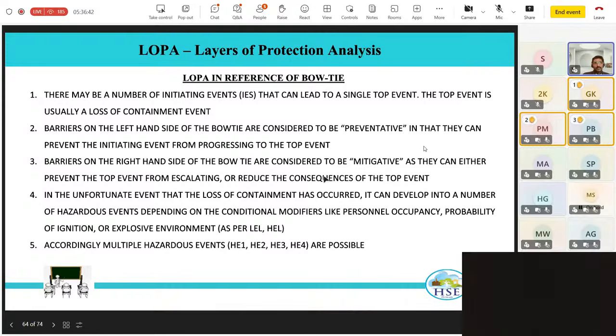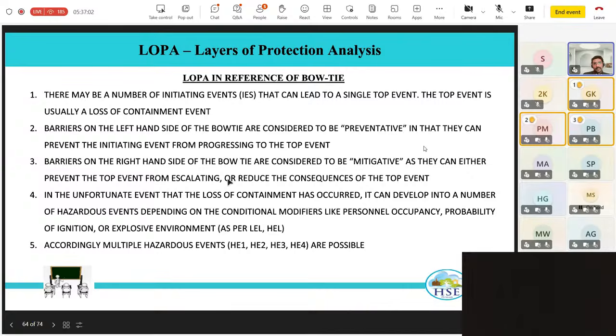They can prevent the event from escalating further into a major event. Like if there's a fire in a tank and it is confined to the tank dike, that will prevent your full tank from catching fire. That is a worst-case, major catastrophic event. So that can be prevented by having these mitigative barriers.